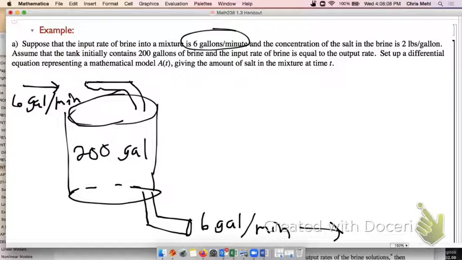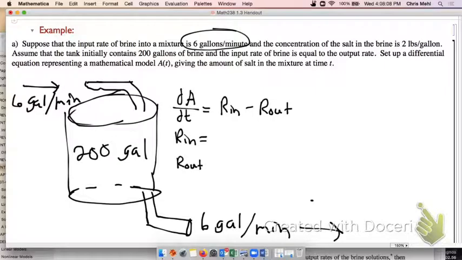Now, what this says is that the rate of change with respect to time, and I think I should be using capital R's, sorry, is the rate of change of the inflow of salt minus the rate of change of the outflow of salt. Now I have to find expressions for R in and R out.